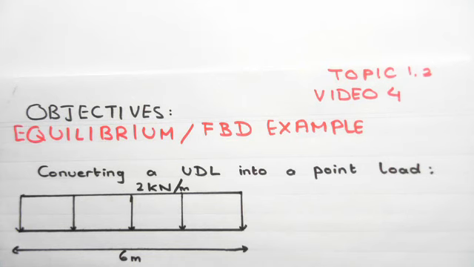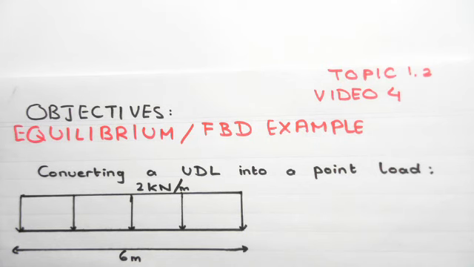Welcome back, guys. I'll be running through another example of equilibrium and free body diagrams, but before I do the second example, I would like to tell you how to convert a uniformly distributed load into a concentrated point load. So let's assume we have a uniformly distributed load of 2 kilonewtons per meter that spans over a length of 6 meters. Very nice and simple.